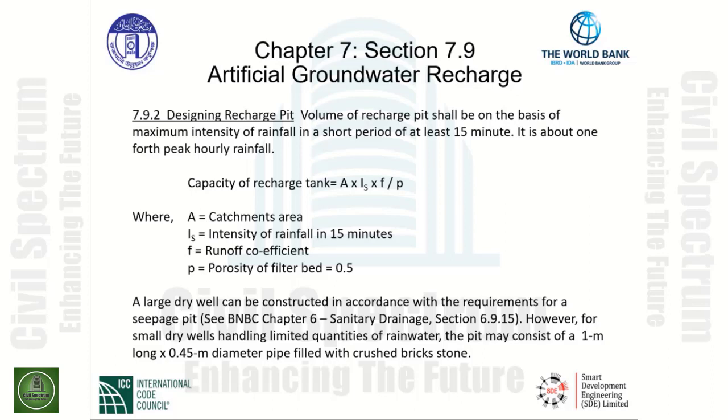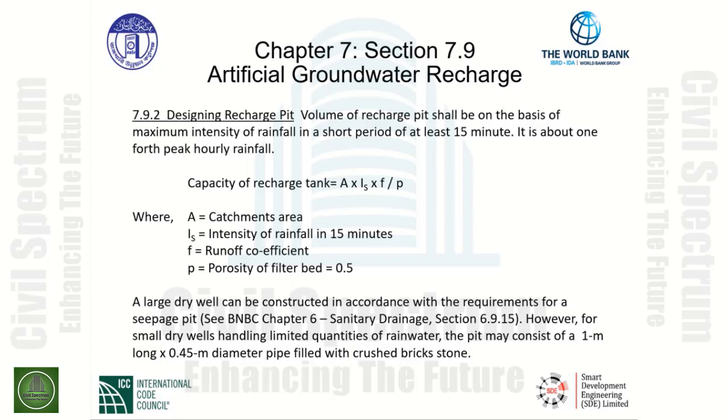A times I sub S times F divided by P, where A is the catchment area, I sub S is the intensity of rainfall in 15 minutes, F is given as a runoff coefficient, and P is the porosity of the filter bed, equals 0.5.